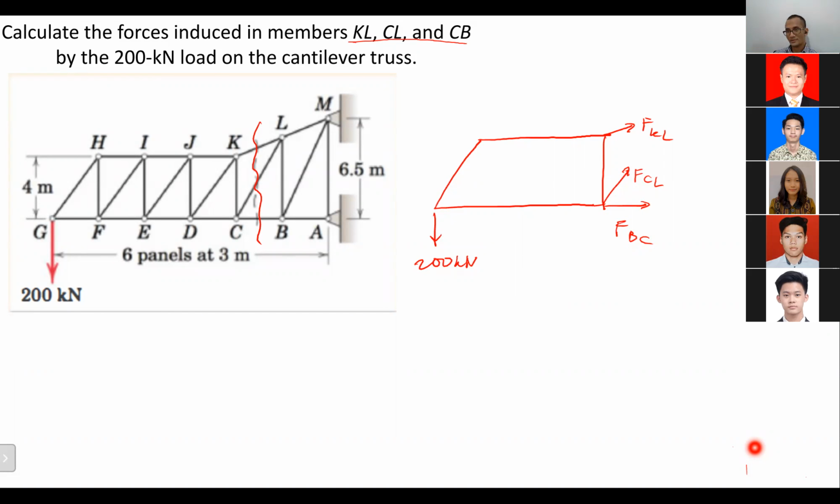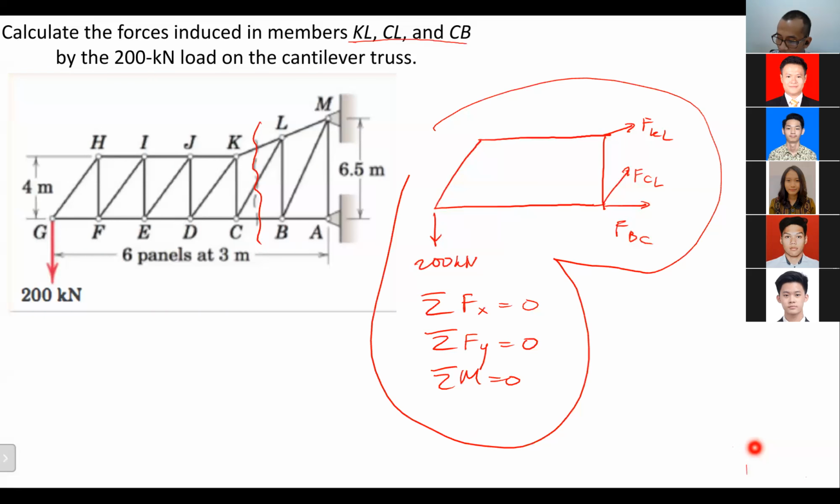Okay, Jovan, do you get it? Yes, sir, I get it. And we can solve this by using sigma Fx equal to 0, sigma Fy equal to 0, sigma moment equal to 0, actually by applying the whole equilibrium equations for this particular free body diagram.